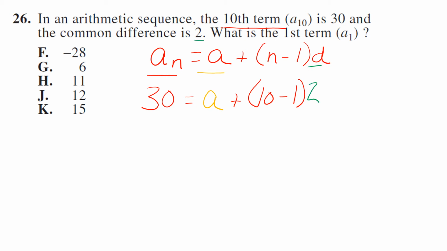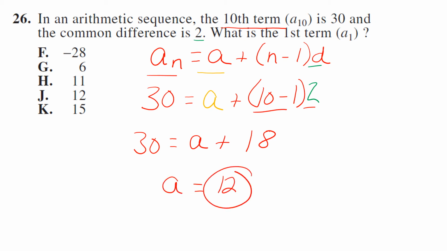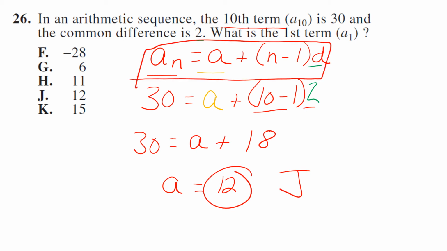So now we know that 30 equals A plus 10 minus 1 is 9 times 2, 18. And we're going to subtract 18 from both sides. We get A equals 12, and our answer is J. Now let's say you don't know this formula, which you usually don't need to know on the ACT. Let's go about a different way to do it.